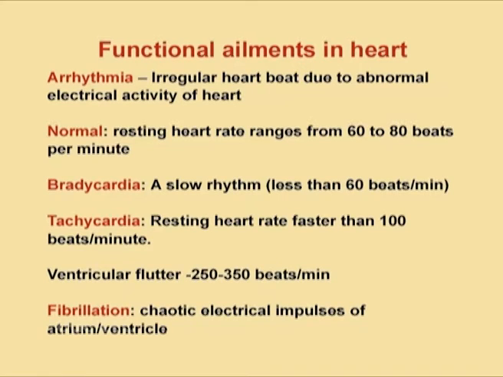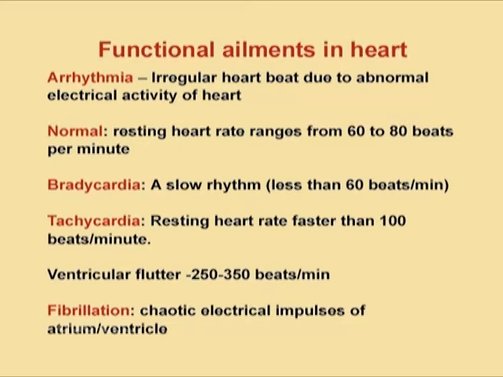If you look at the diagram, there is a list of functional ailments that are associated with the heart. Number 1, arrhythmia. Arrhythmia means irregular heartbeat due to abnormal electrical activity. The normal resting heart rate is about 60 to 80 beats per minute. There is something called bradycardia, where there is a slow rhythm, less than 60 beats per minute, and there is the fast rate, above 100 beats per minute, which is called tachycardia.